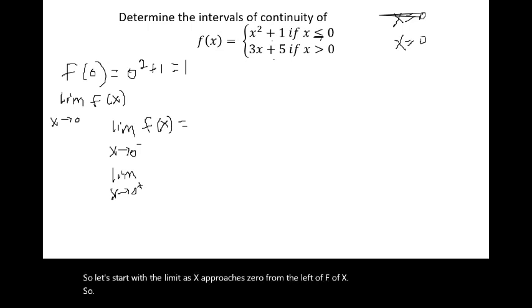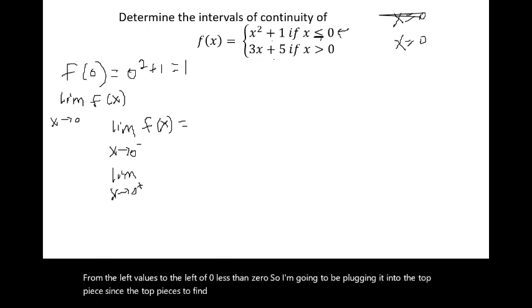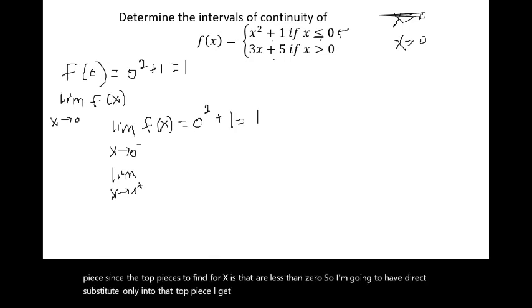From the left, values to the left of 0 are less than 0. So I'm going to be plugging it into the top piece since the top piece is defined for x's that are less than 0. So I'm going to direct substitute only into that top piece. So I get 0 squared plus 1, which is 1.